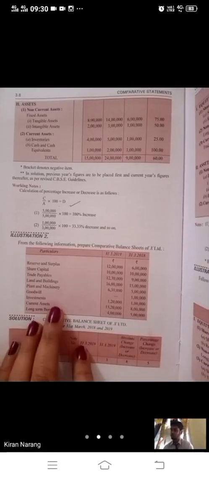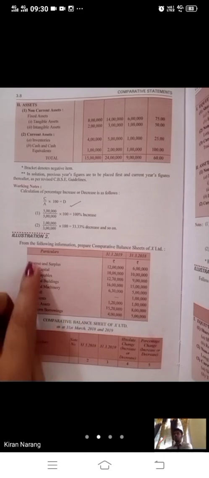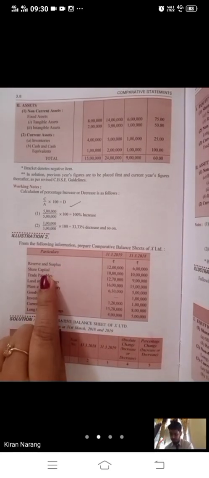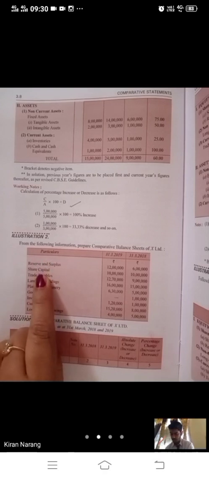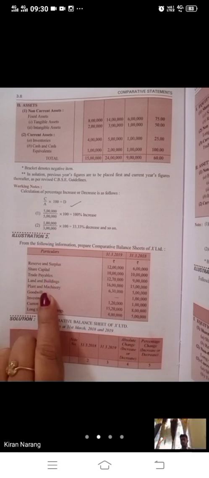Beta, you have to learn the format, because sometimes in a question the items will be given in this form, not in the format. In the previous question they were already given in the form of the format. But if reserve and surplus, share capital is given, then you should know that it will come in shareholders fund. Trade payables are given, it will come in current liability. Land and building, plant and machinery, it will be coming in fixed assets.